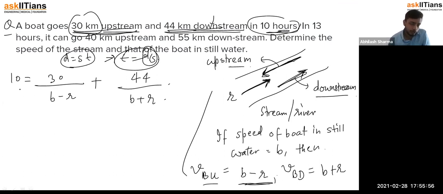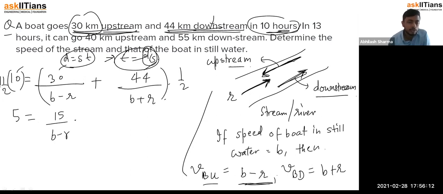Now we can of course multiply both sides by half, because 10, 30, 44 all are cancelled by 2, right? So just to simplify, let us multiply by half on both sides. So we will get 5 is equal to 15 upon b minus r plus 22 upon b plus r. That's what we are getting.